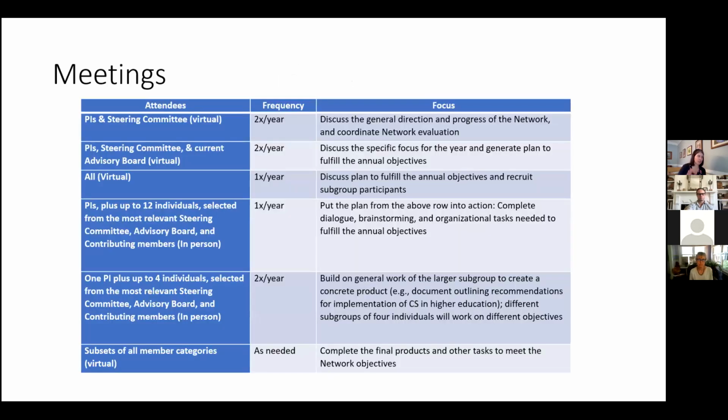So the meeting structure, this looks really complicated, but essentially we're not looking to overdo it with meetings. Different groups will meet together at different times. So the PIs and steering committee will meet a couple times a year, but then everybody will be invited to a meeting virtually once a year. And some of these meetings will be in-person meetings. Because of the expense associated with them, we can't support everybody to go to everything, but we have room for subgroups to get together a couple times a year in person, and we can finance that travel and lodging and things like that.